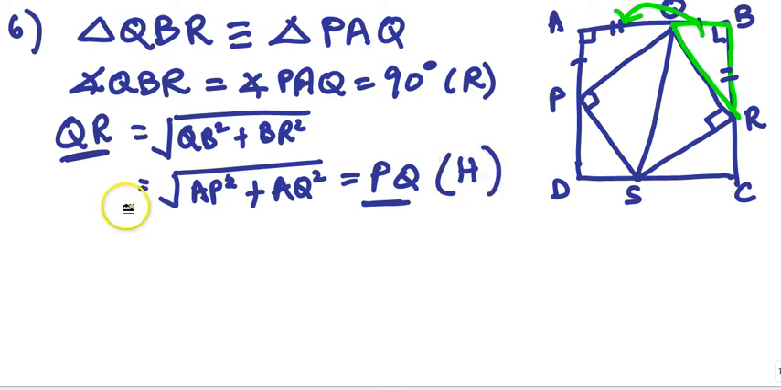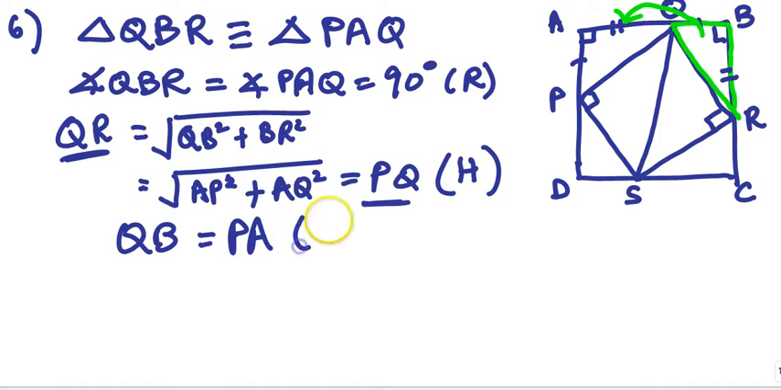And finally, to show our last side S, we can just show that, for instance, if we take QB, then QB is equal to, look at this side here, PA. The order is important, not AP but PA. And this is our last side. So we can show that triangle QBR is congruent to triangle PAQ by the RHS method. And this is shown.